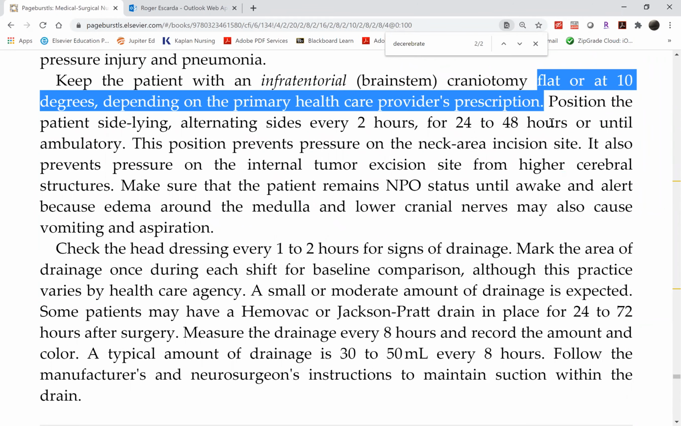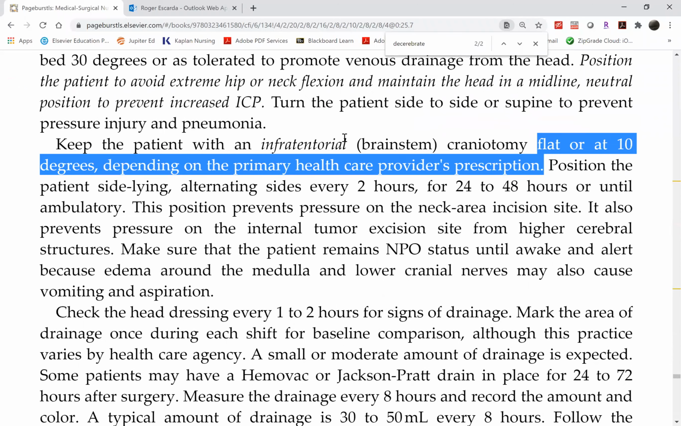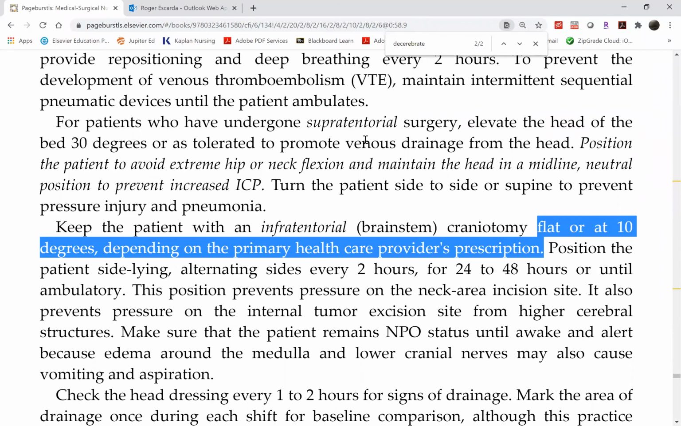You can still position the patient side-lying and turn them every 2 hours, because the incision here is lower, in the neck area, because your target is the brainstem. And this one obviously is above. The surgical incision here is on the skull itself.